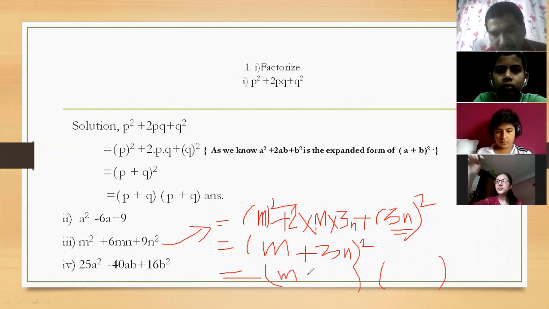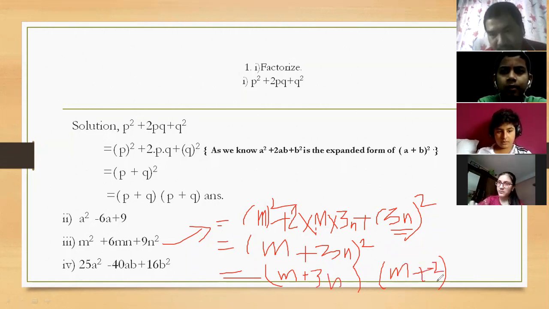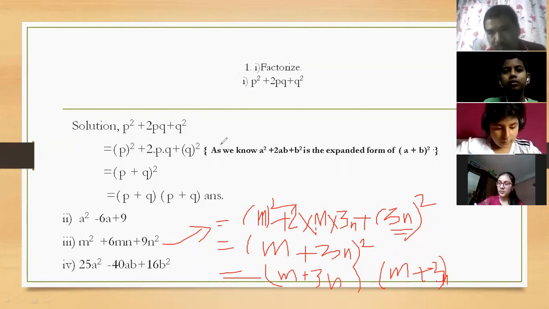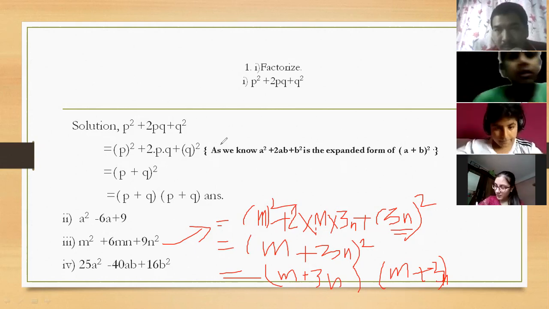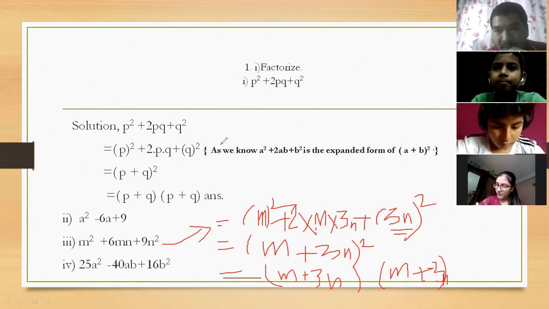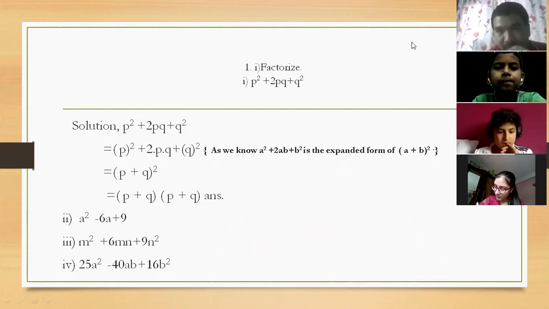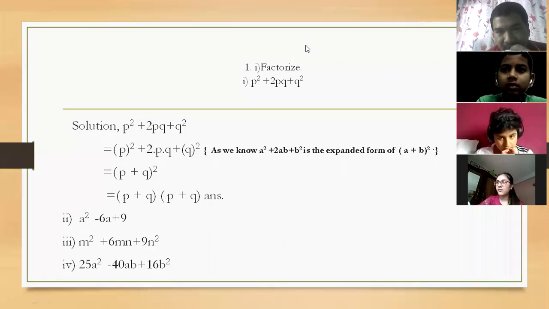Now m plus 3n whole square means how many factors became there now? One factor is m plus 3n. And another factor also what is there? m plus 3n. Understood, children? Yes, sir. Good. Should I proceed to the next? Okay, sir. Is there any other difficult question? No, sir. Okay.